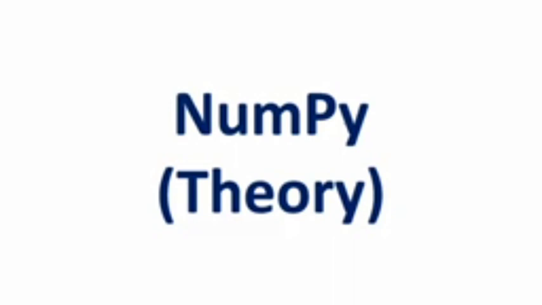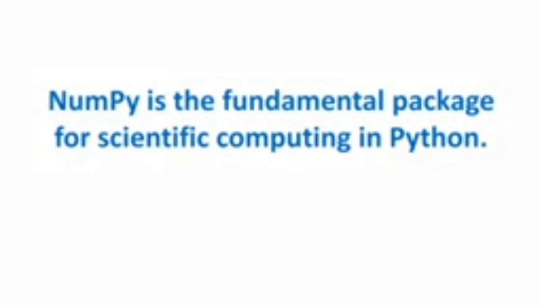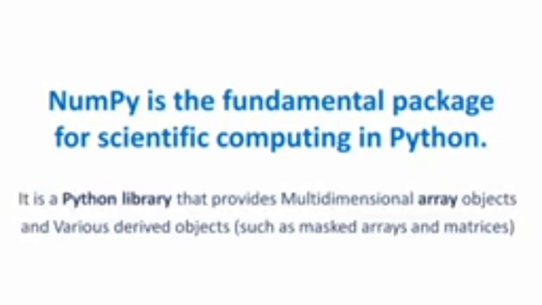NumPy is very fast as it has its bindings to C libraries. Most of the scientific libraries such as pandas, scikit-learn, scipy have their building blocks in NumPy. As we have discussed, NumPy is the fundamental package for scientific computing in Python. NumPy is a Python library that provides multi-dimensional array objects and various derived objects such as masked arrays and matrices.